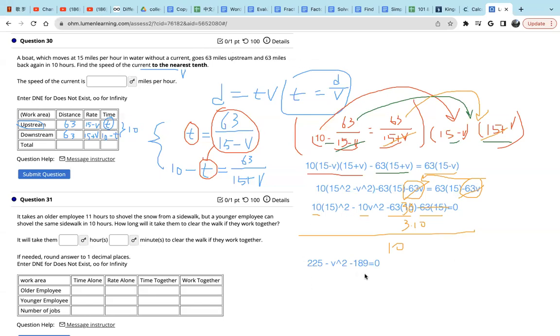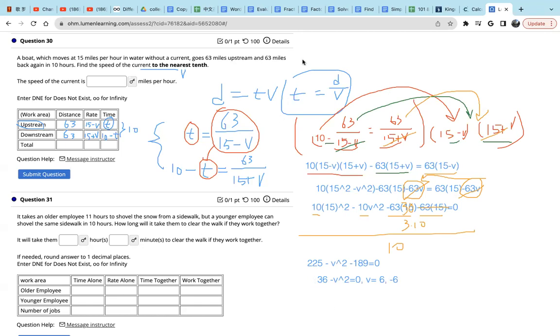I have 225 minus 189 minus v squared. 225 minus 189. Think about 225 as 200 plus 25. 200 minus 189, that's just 11. 11 plus 25, that's 36. So I have 36 minus v squared equals 0. And I solve v, I get plus minus 6, right? I get 6 and minus 6.